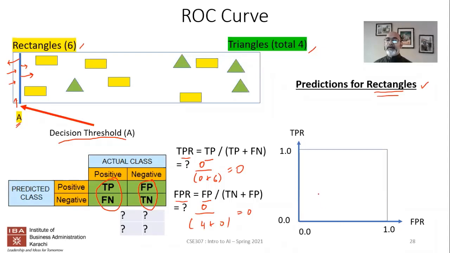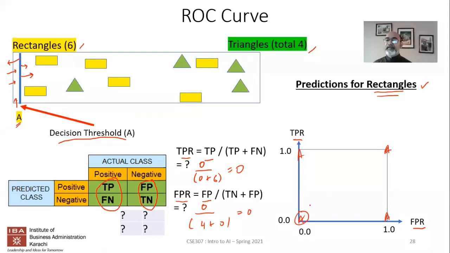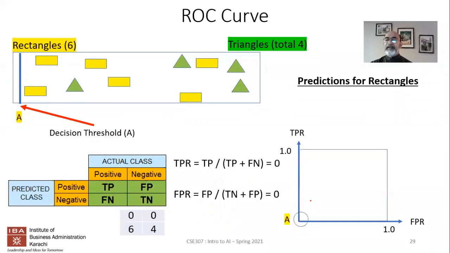So now if we try to plot the true positive rate versus the false positive rate, where do you think on this curve will A appear? Will it be over here? Will it be here? It'll be at the origin, right? So that's very clear. This is the first point. When the decision threshold is at this extreme, the point on the curve is right over here.